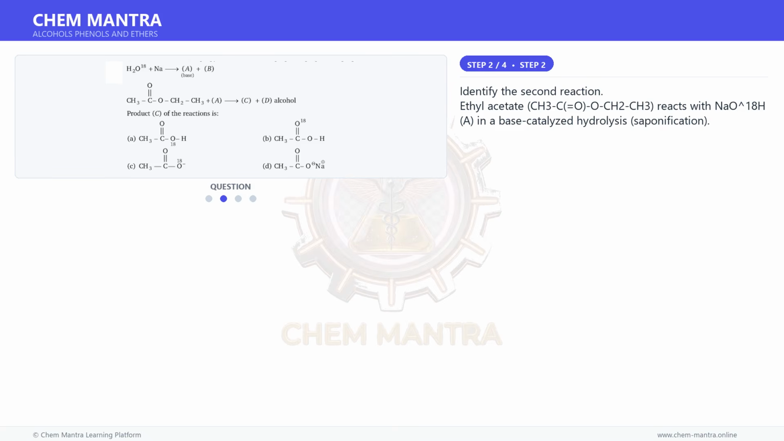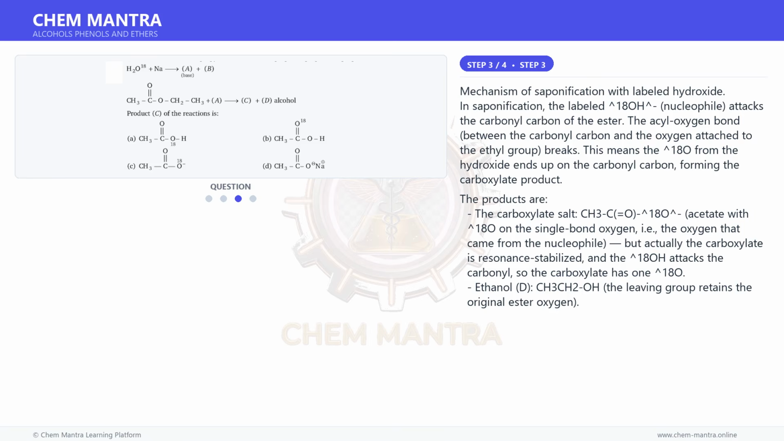Identify the second reaction. Ethyl acetate, CH3C=OOCH2CH3, reacts with NaO18H, A, in a base-catalyzed hydrolysis, saponification. Moving on to the next step. Mechanism of saponification with labeled hydroxide.